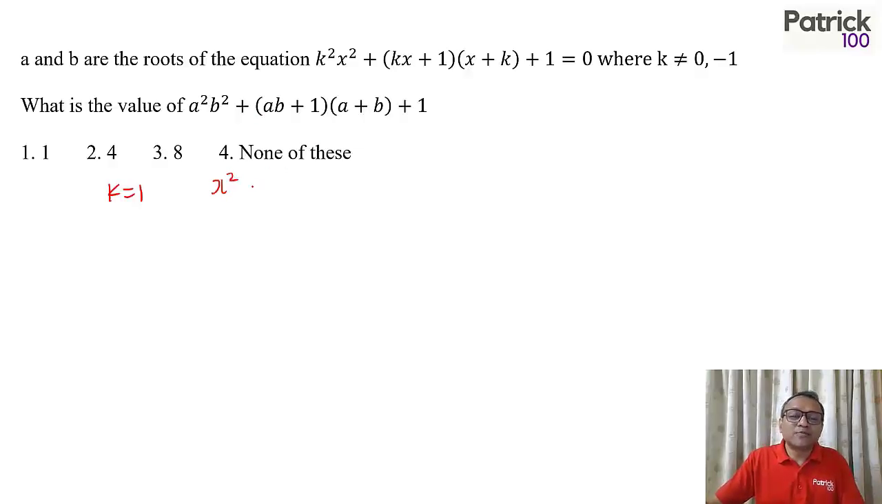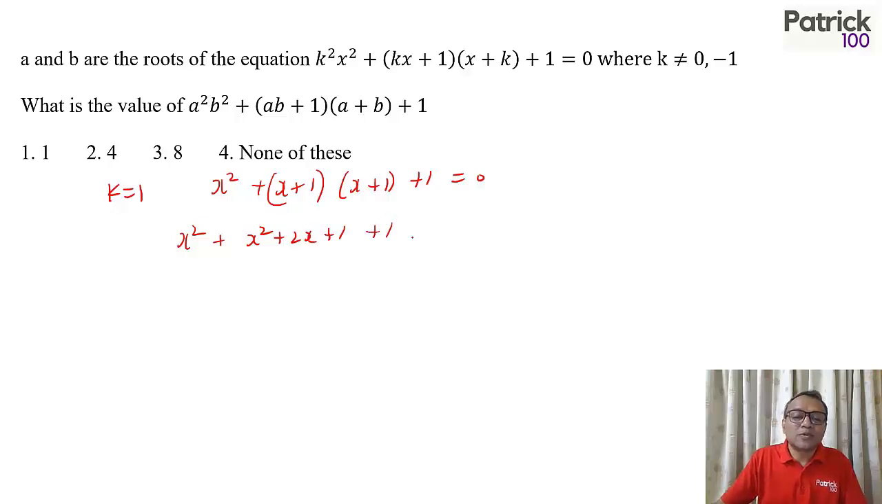You get x square plus x plus 1 plus x plus 1 plus 1 equal to 0. If I further expand this, x square plus this x square plus 2x plus 1 plus 1, which is nothing but 2x squared plus 2x plus 2 equal to 0, or x squared plus x plus 1 equal to 0.